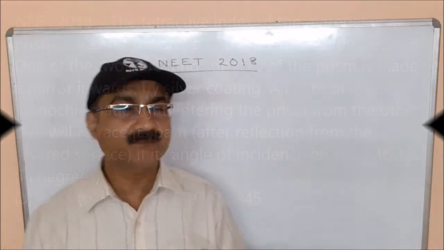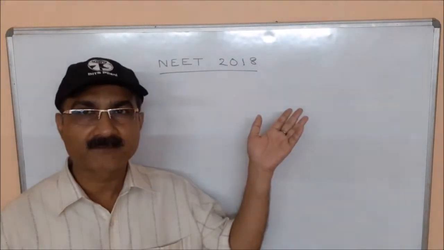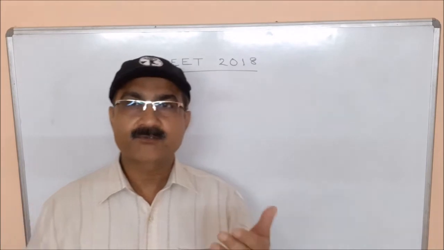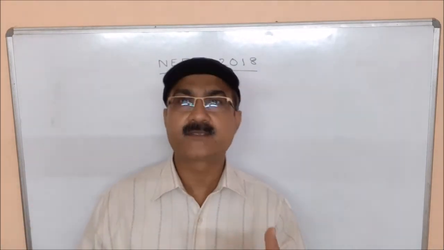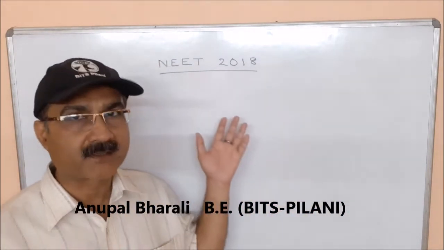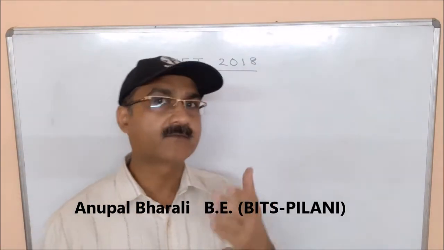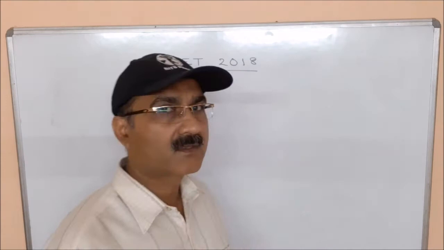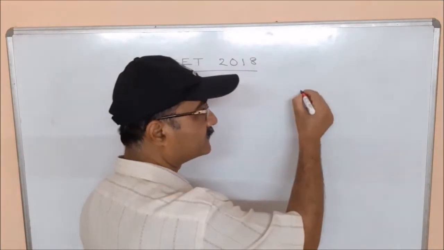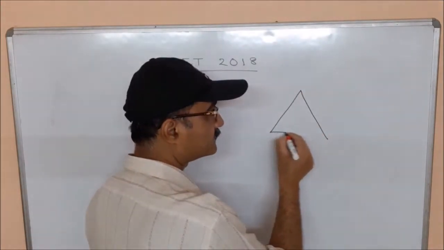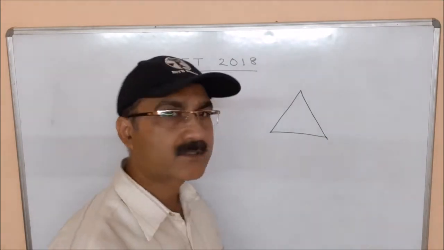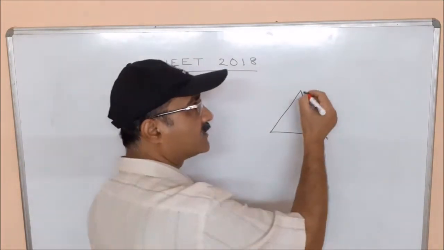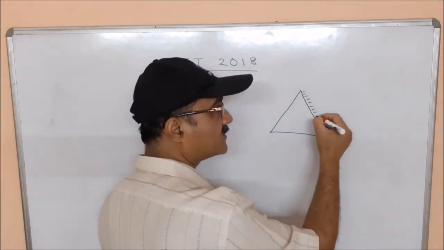This question is from NEET 2018. So as usual, in the first step, we think about what is the topic. In this question, it's very simple. The topic is prism, ray optics. So let's draw a prism. The question says, one face is mirrored.